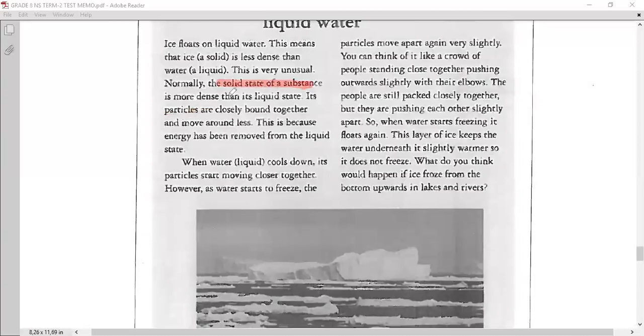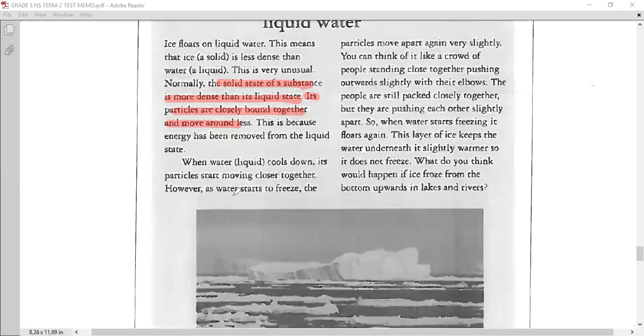Normally, the solid state of a substance is more dense than its liquid state. Yes, for any other substance like metals, salts, the solids have higher density than the liquid. So if you have the same substance in solid and liquid phase, and you put them together in a container, the solid substance is supposed to sink to the bottom. It's not going to float. Its particles are closely bound together and move around less. This is because energy has been removed from the liquid state. When liquid water cools down, its particles start moving closer together.